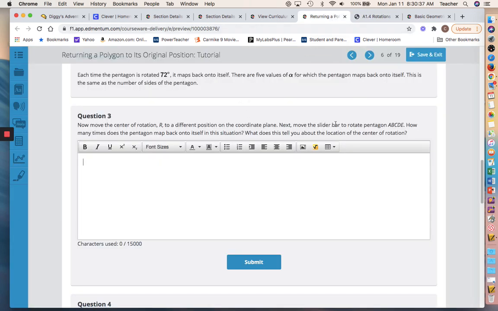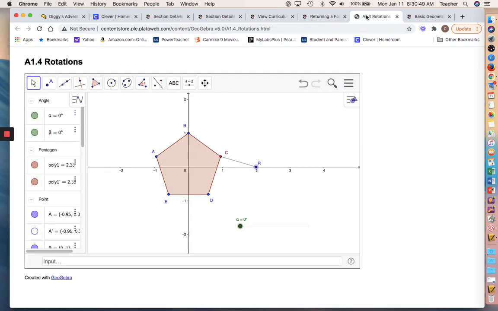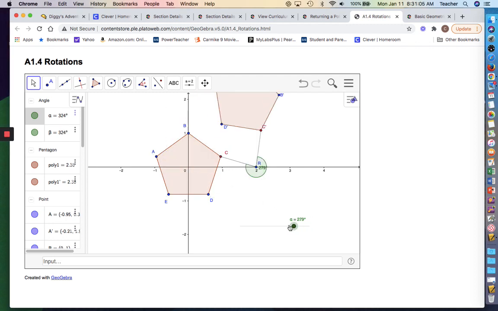All right, next move the slider bar to rotate pentagon ABCDE. How many times does the pentagon map back onto itself in this situation? And what does this tell you about the location of the center of rotation? Well, I doubt it's going to map back onto itself at all, unless it goes all the way around 360. Yeah, so it's going to map one time at 360 degrees. And that's because the center of rotation is not actually at the center of the pentagon. So you got one mapping back onto itself at 360 degrees.